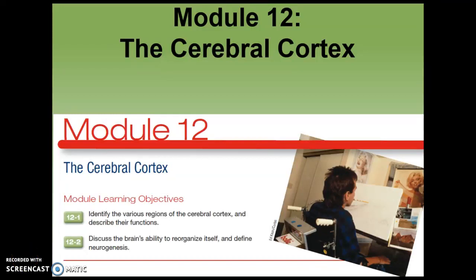Module 12, the cerebral cortex. So today we're going to talk about the various regions of the cerebral cortex, describe their functions, and if we hustle, we'll be discussing the brain's ability to reorganize itself and talk about brain plasticity.